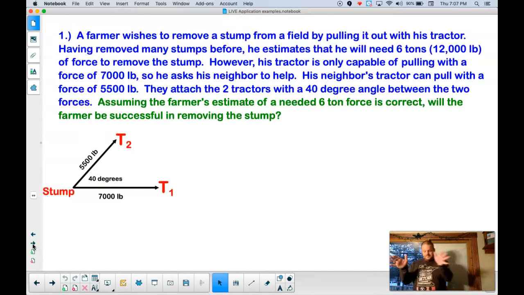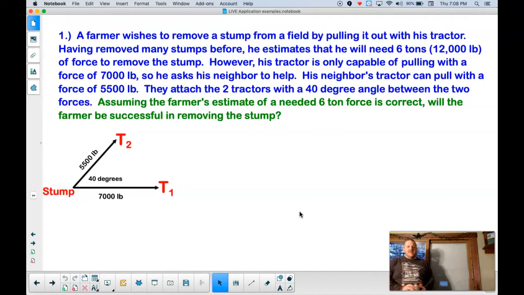All right, so here we go. First problem. A farmer wishes to remove a stump from his field by pulling it out with his tractor. I didn't make this problem. That was Mrs. Hill. Mrs. Hill decided what this problem was. So farmer needs to remove a stump from a field by pulling it out with his tractor. Having removed many stumps before, he estimates that he will need 6 tons of force to remove the stump.